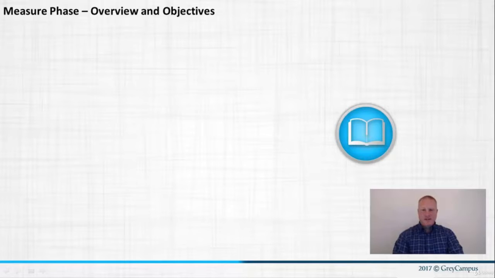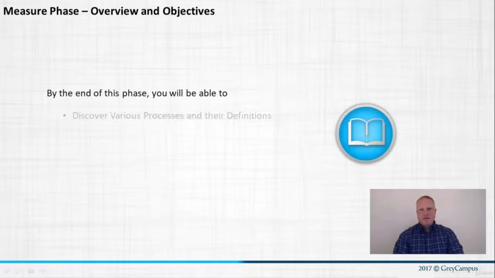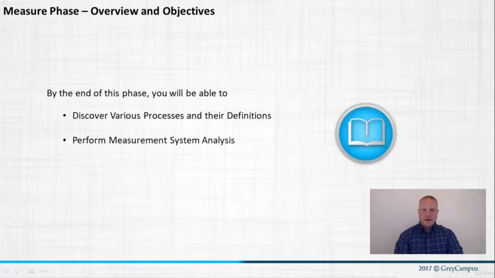Welcome to the measure phase of Lean Six Sigma. The main purpose of the measure phase is to baseline and document the current state process. We want to know what's going on right now in the process. We do this by understanding the different aspects to our given process. We're going to collect data as well.